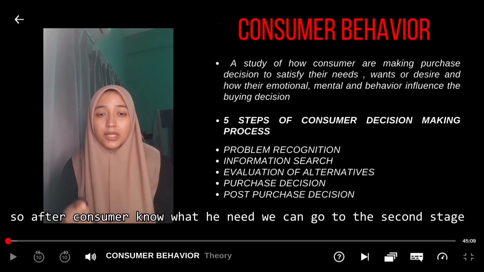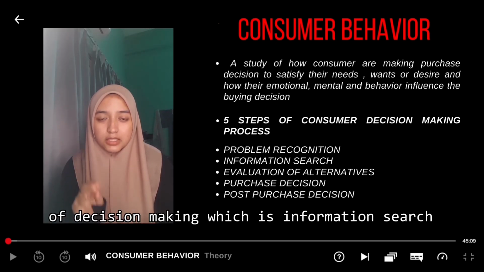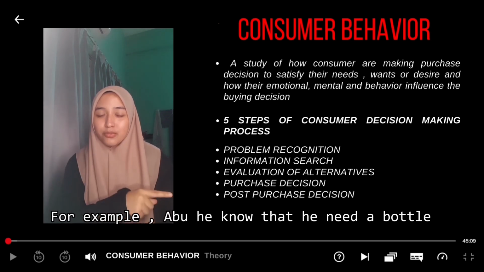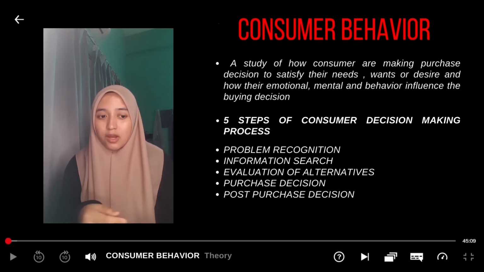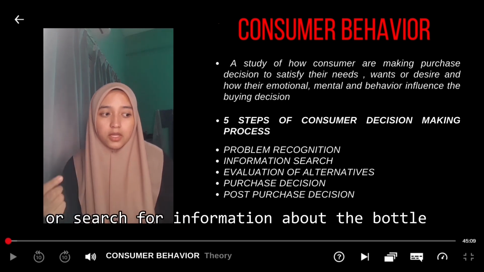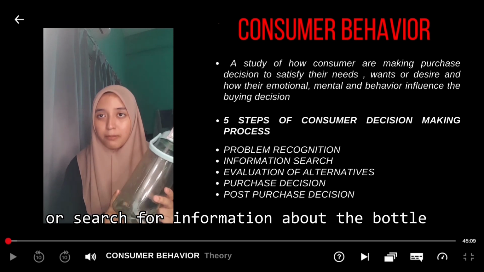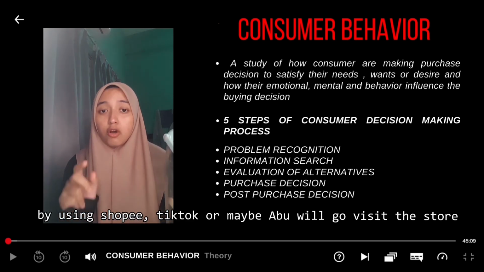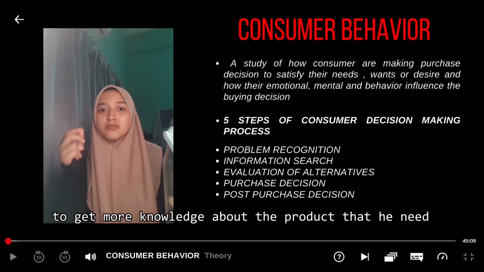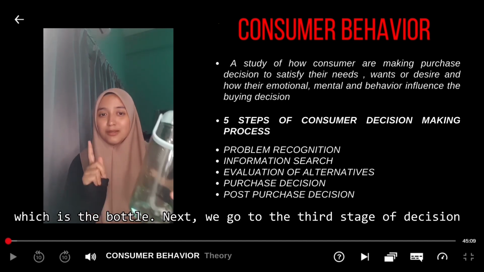After the consumer knows what he needs, we can go to the second stage of decision making, which is information search. For example, Abu knows that he needs a bottle. After that, he will start to gather information or search for information about the bottle by using Shopee or maybe TikTok, or maybe Abu will go visit the store to get more knowledge about the product that he needs, which is a bottle.